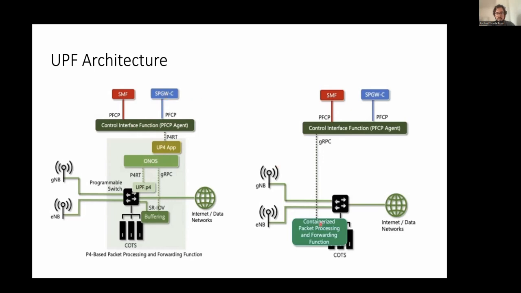On the other hand, here we have the BESS UPF. It's a containerized packet processing and forwarding function that can be run in a Kubernetes cluster as a virtualized network function. And the only requirement for its existence is the communication with a PFCP agent. There are some specific functionalities, for instance, for each one of them, such as for the BESS UPF.